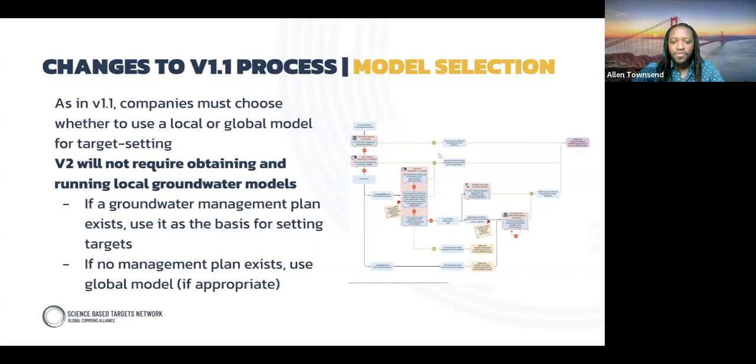In this instance, the selection process looks to determine if a water authority has a groundwater management plan, and if that exists, to use that for setting targets. In the absence of that, the global approach that's laid out in the methods will be followed, if it's deemed appropriate. And this graphic here on the right shows the existing model selection process that I'm referring to. Next slide.